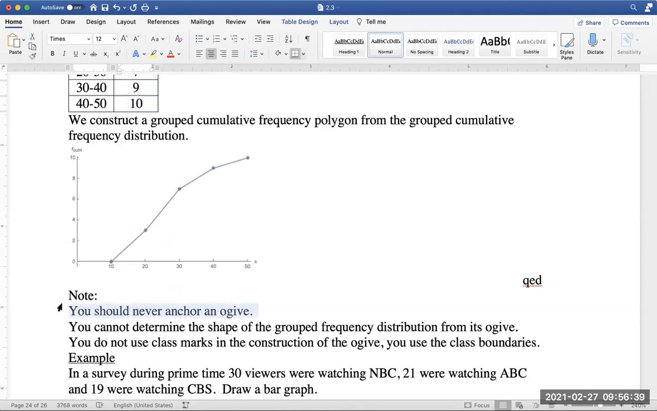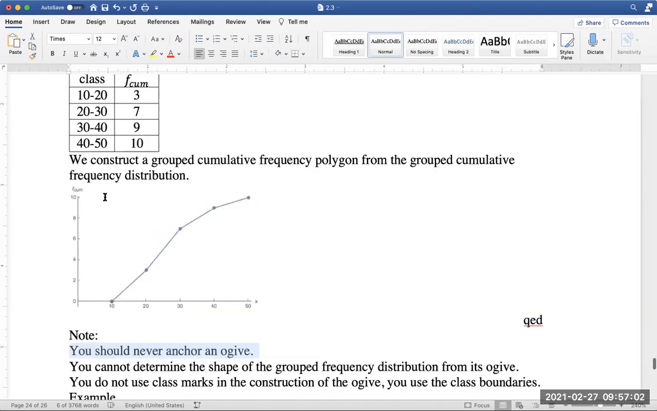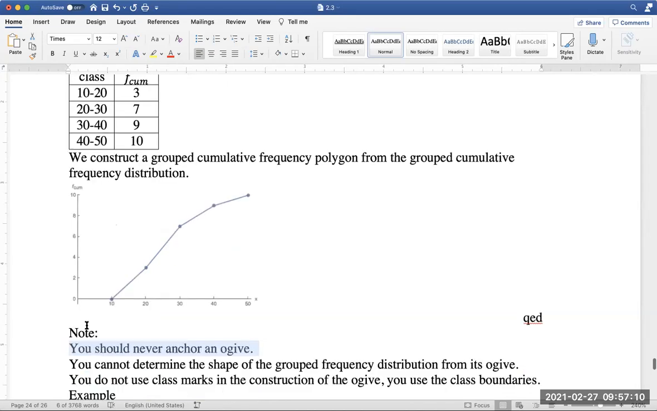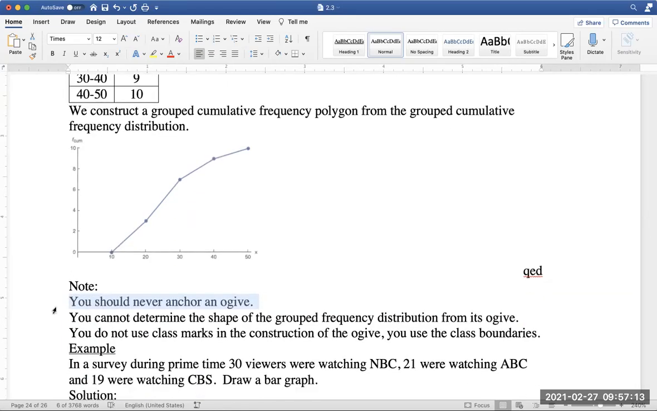Note, never anchor an ogive. It wouldn't make sense to say that all of a sudden you have a cumulative frequency of 0. A cumulative frequency of 0 means that you have no data values less than this. So anchoring this at 60 would say you have no numbers less than 60. Oh, you got 10 numbers less than 60. So you can't anchor it. It would keep level. So you never anchor an ogive. It's an oddball. Remember, it's an ogive. So for everything else, we always anchor.